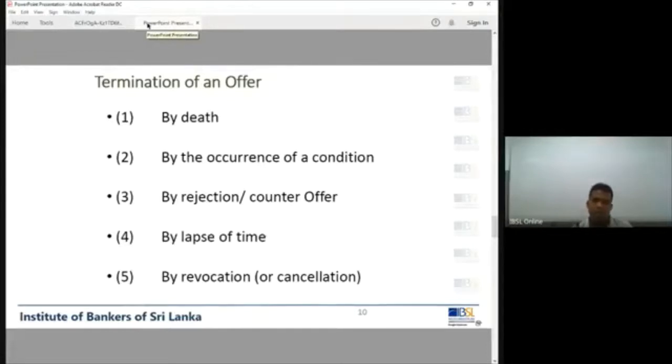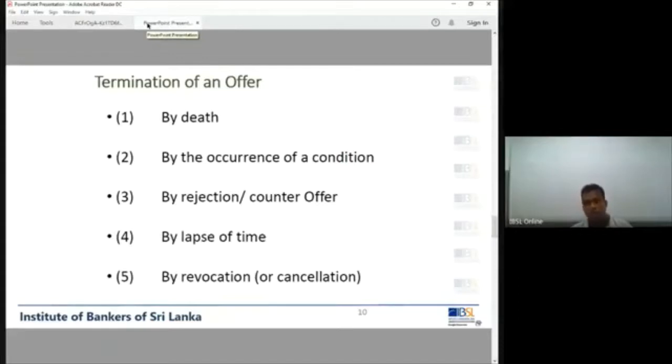So later the offeree can't change his mind and say, "Okay, I will buy for 5 million," because then there's no offer to accept. So the offer comes to an end. The counter offer means that instead of accepting the offer, he can suggest a counter offer. Instead of accepting the price, he says, "5 million is too high, so I would like to buy for 4 million." What is that? That is not an acceptance. So that is a counter offer.